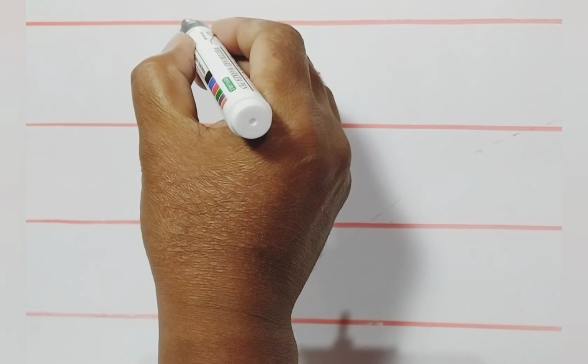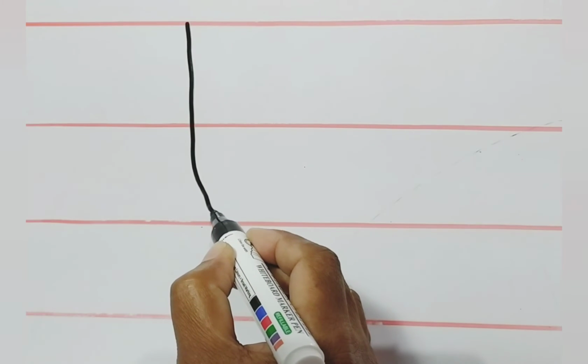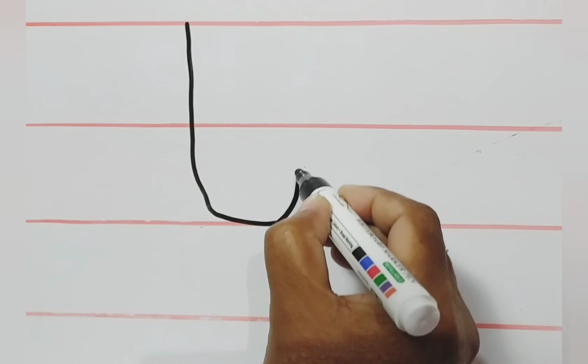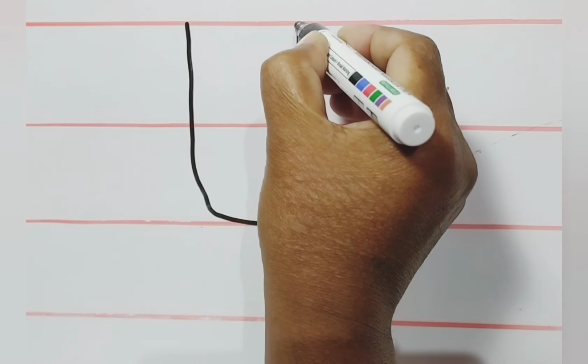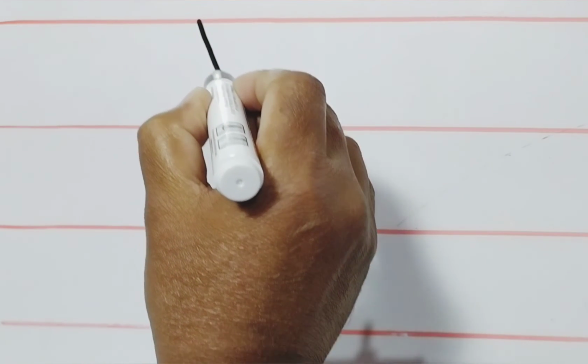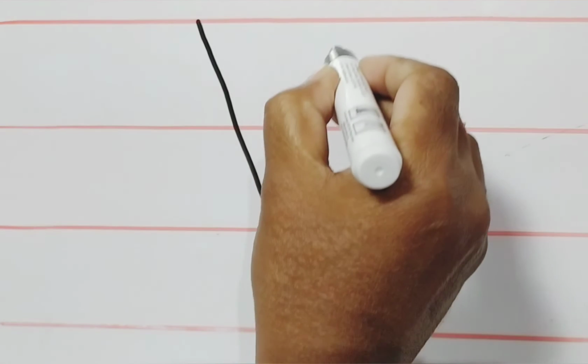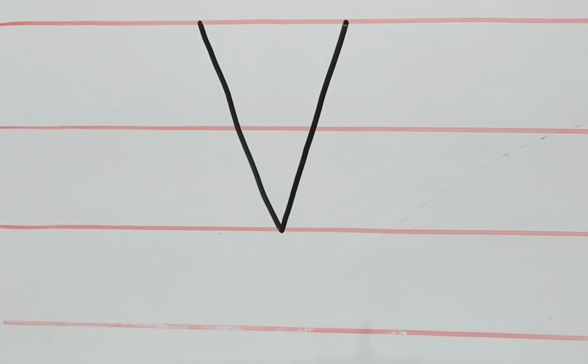Start from the top and draw a standing line down. Then curve towards the right and keep going up to reach the top. This letter is U. Next letter V. Start from the top and draw a slanting line down to the right and then make a slanting line up to the right. This letter is V.